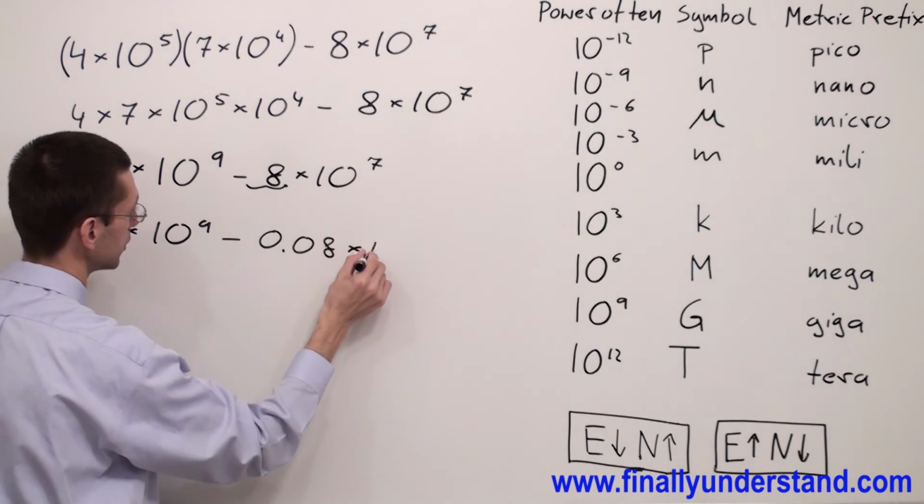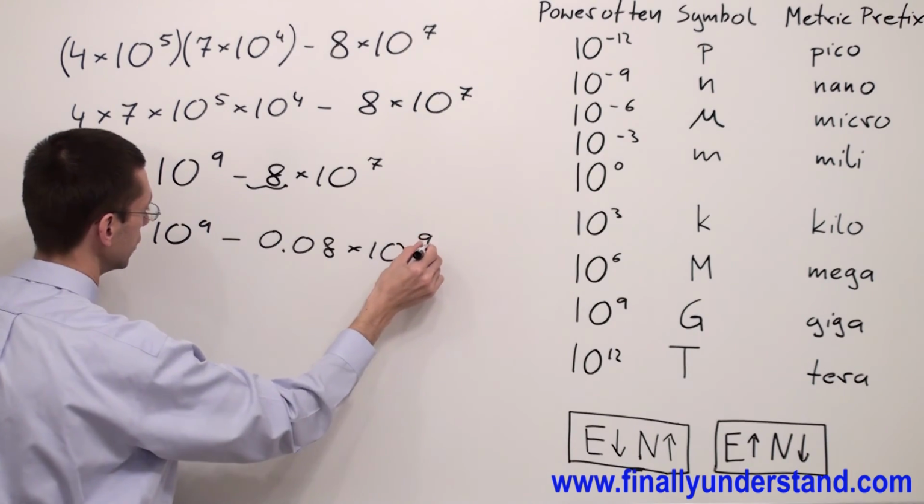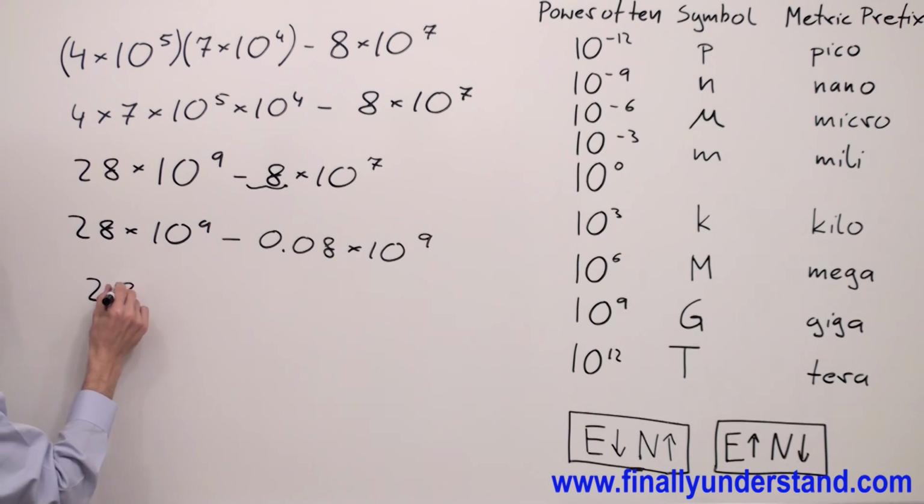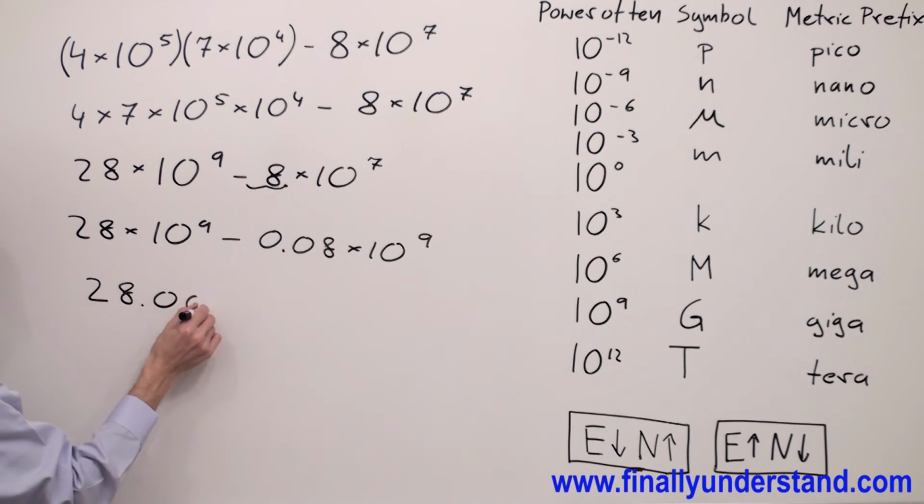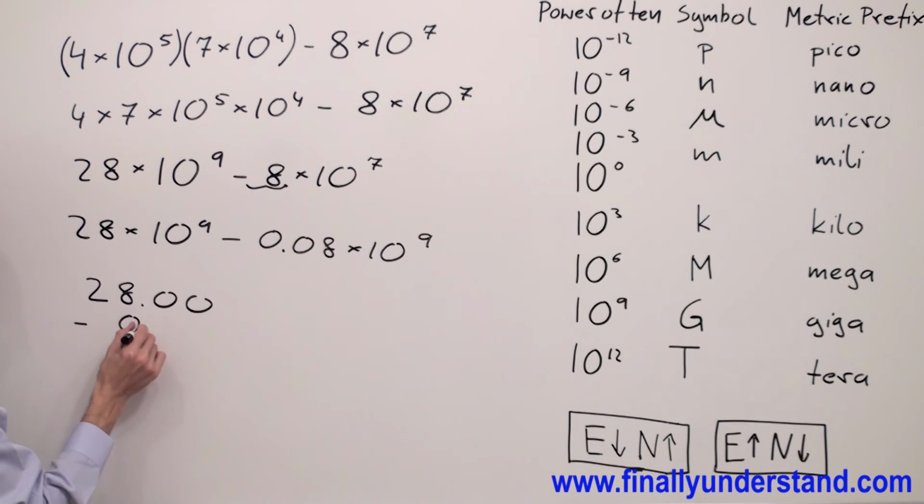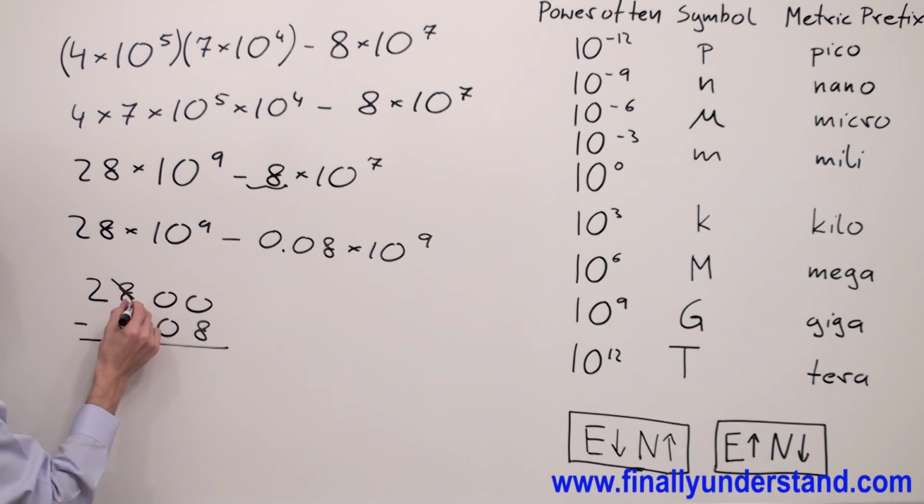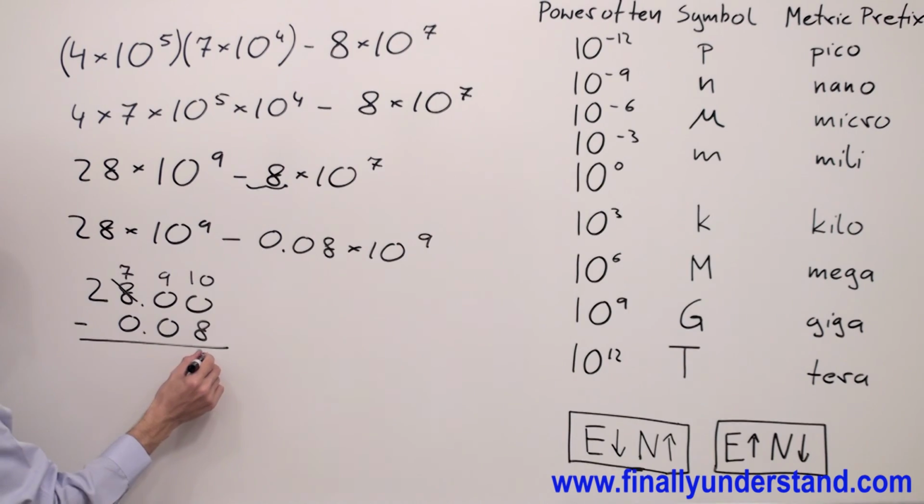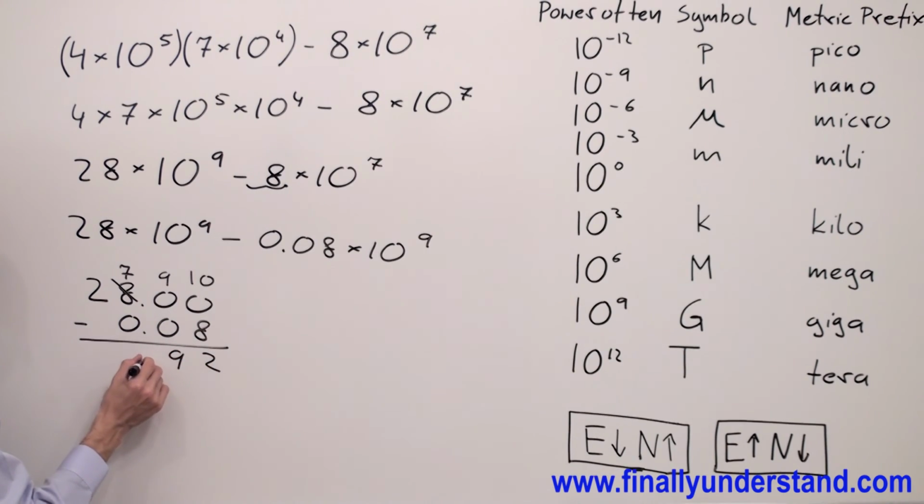0.08 times 10 to 9. Now I can perform the subtraction. I have 28.00 minus 0.08. Subtract. Borrow 1 from here. It becomes 10 over here, 9 over here, and 7 over here. 10 minus 8 is 2. This is going to be 9. Bring down the decimal point, and I have 7, and I have 2. I have 27.92.